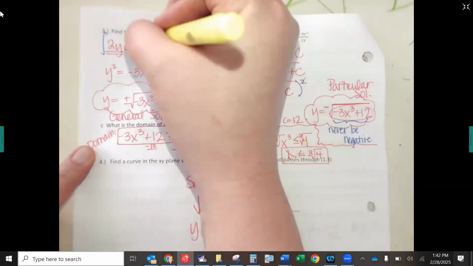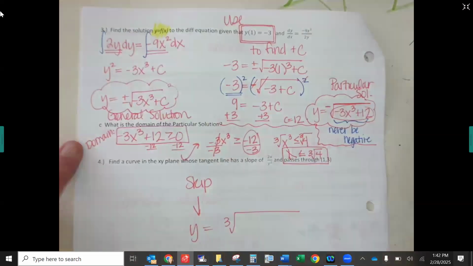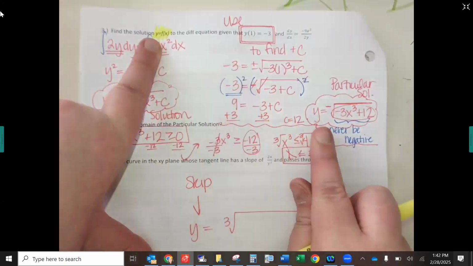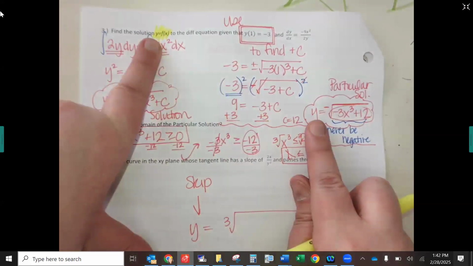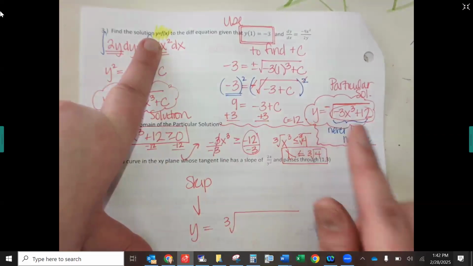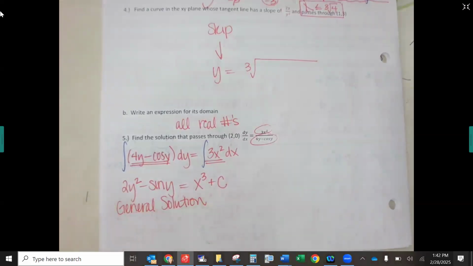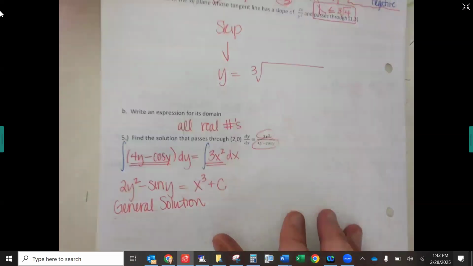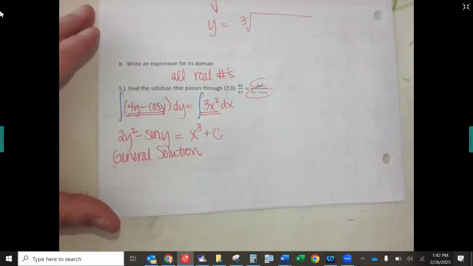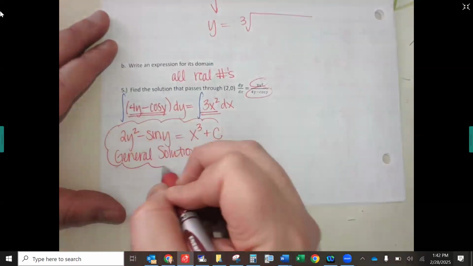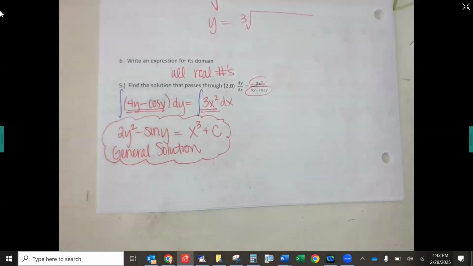Finds the solution, y equals. Okay, so if it says y equals, your equation has to also look like a y equals. But if it doesn't say that, you can leave this as is, and this is good enough. Okay? So if it says y equals, get to that spot, but if it doesn't, you're good to here. Now, even though this is kind of a y equals general solution, okay, you can still solve for the c.